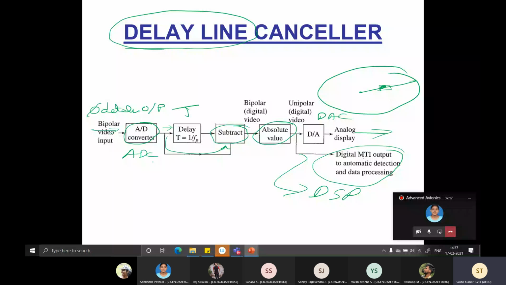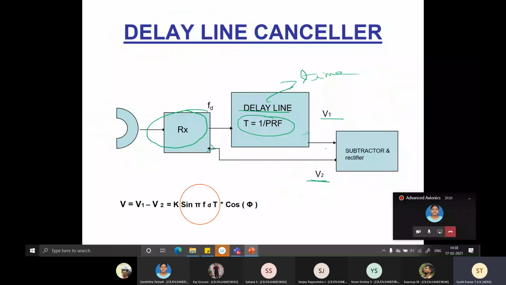There are different versions of this. I just showed you the simplest one, just comparing two pulses. Mathematically, the output of this subtractor, the difference V1 minus V2, happens to be like this, having this term sin pi Fd times t.